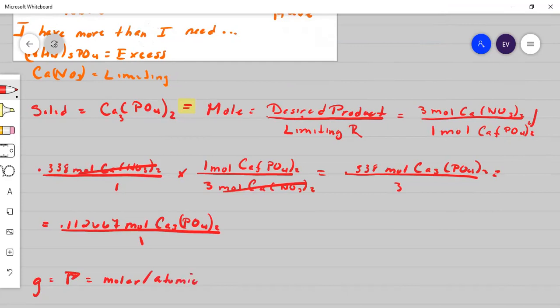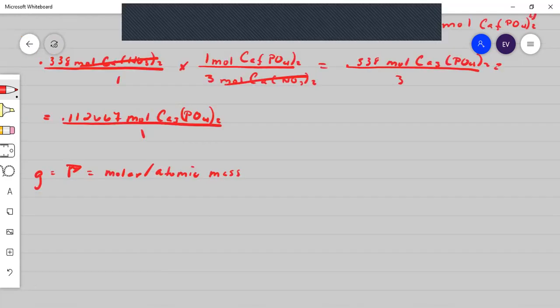Okay, so because this is a compound, I'm going to find the molar mass of this guy. All right, so I have in this compound calcium, phosphorus, and oxygen. Okay, so let's go ahead and start solving this.